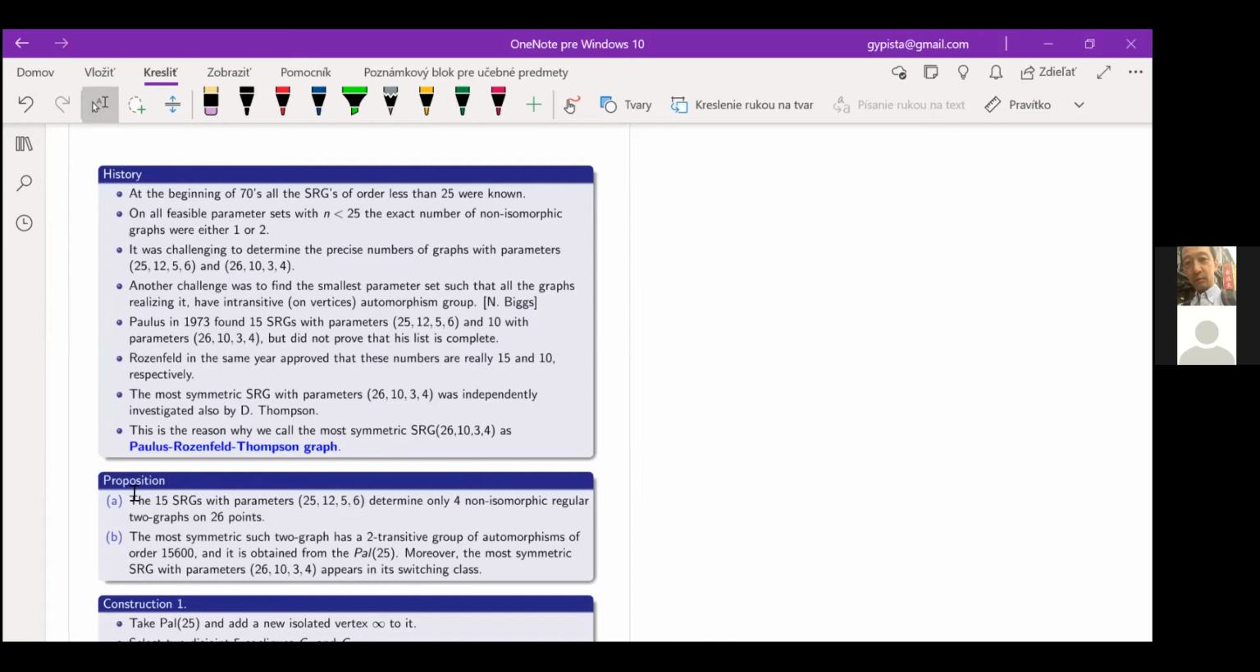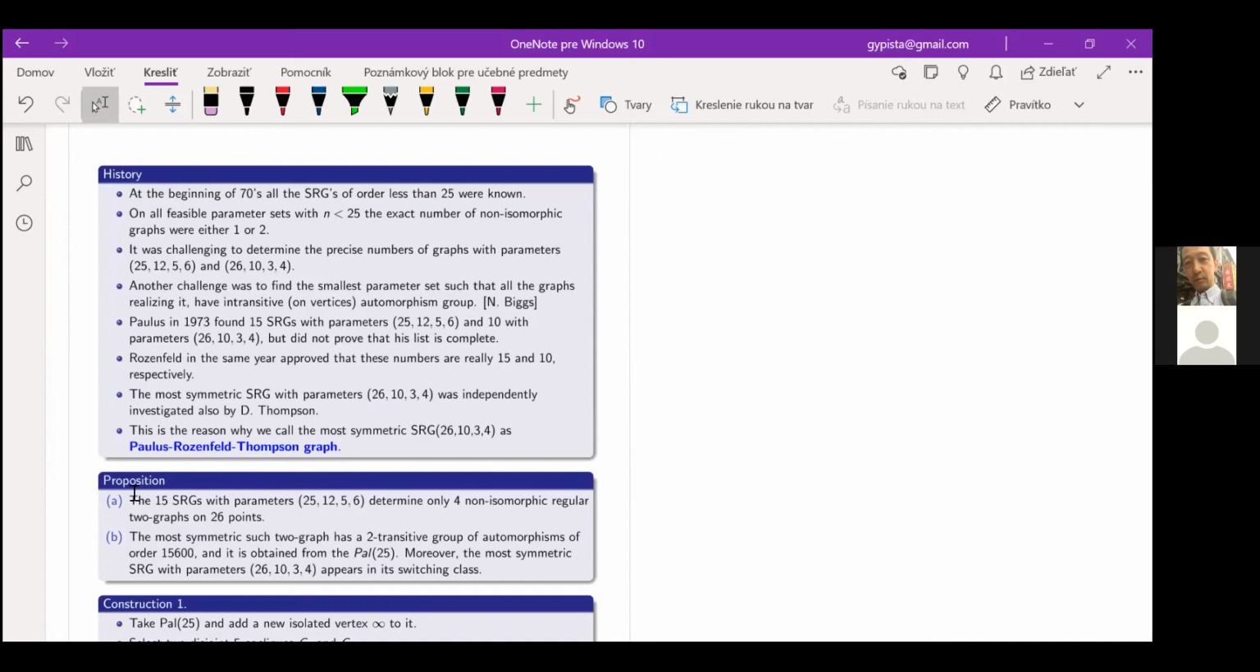The first challenging problem at that time for mathematicians was to determine the precise numbers of graphs with parameters 25, 12, 5, 6 and 26, 10, 3, 4.